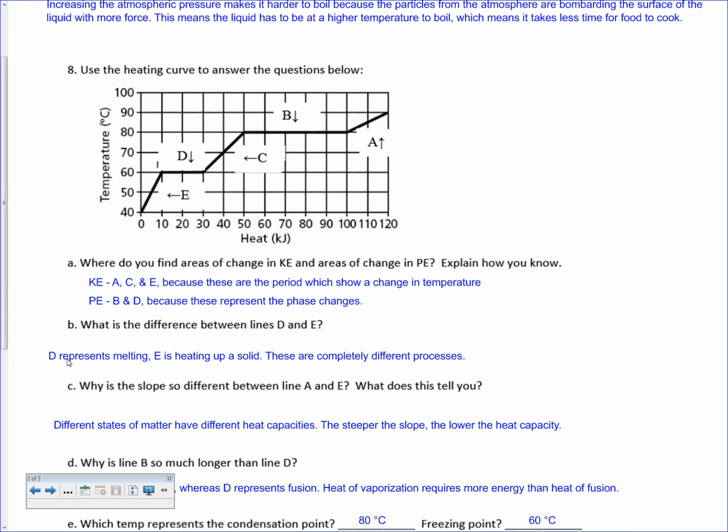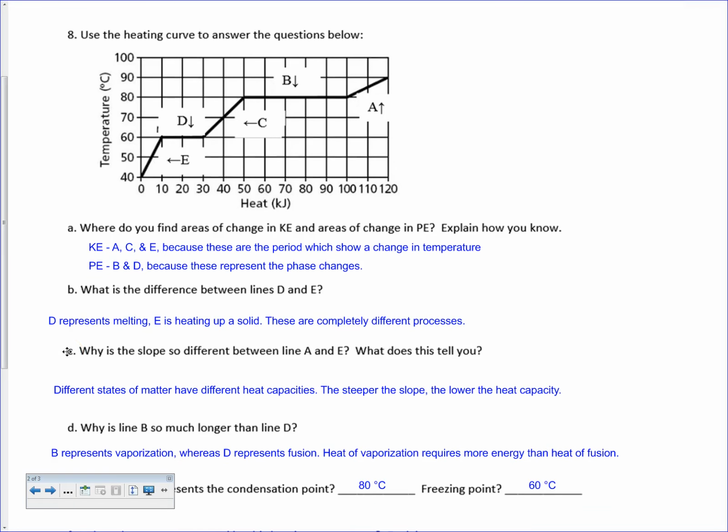Looking over here, number 8, this requires that you understand this heating curve. All of these sloped regions, E and C and A, the temperature is changing, so kinetic energy is changing. During the flat periods, D and B, temperature is not changing, so all that energy you're putting in is going to separating the particles, so that has to be potential energy, because temperature is not increasing, so we know kinetic energy is not increasing. Knowing that D is melting, whereas B is vaporization, is important.